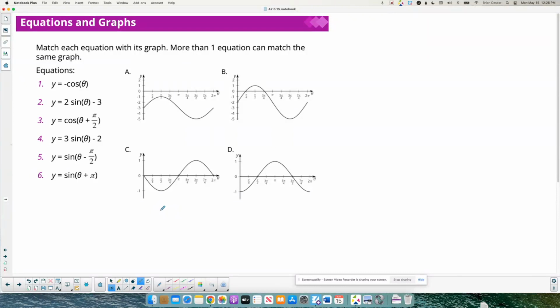So the first one, y equals negative cosine theta. So this is going to be D. Why? Because cosine theta looks like this, and it's going to be flipped. Everything gets reflected across the x-axis, and that would give us that graph right there. Okay. So there we go.